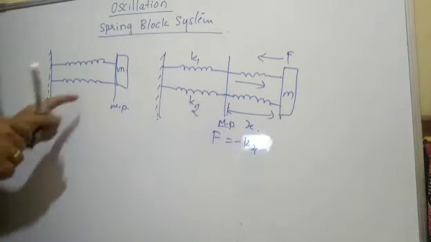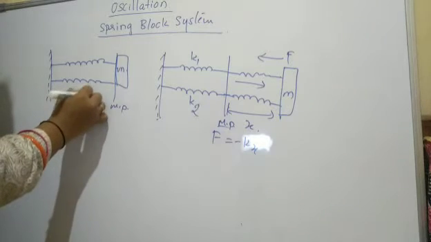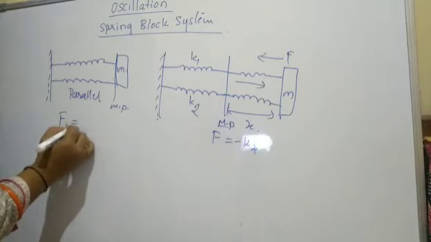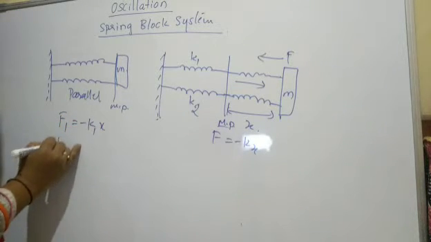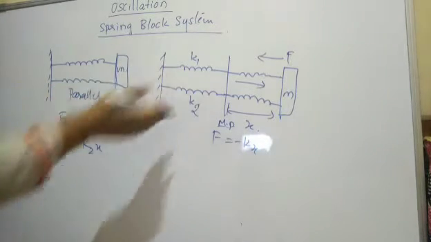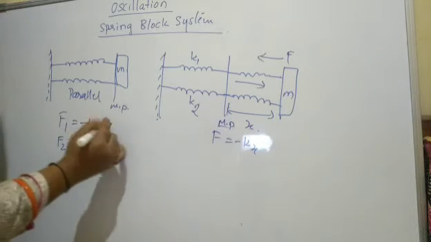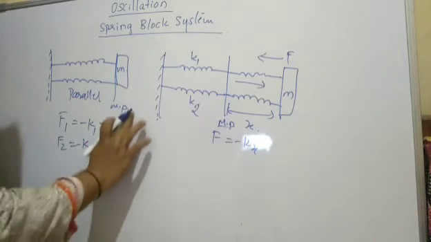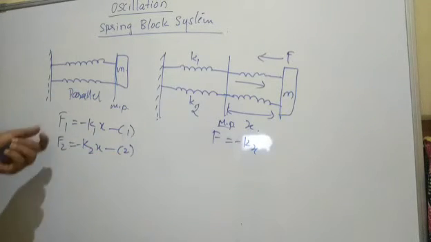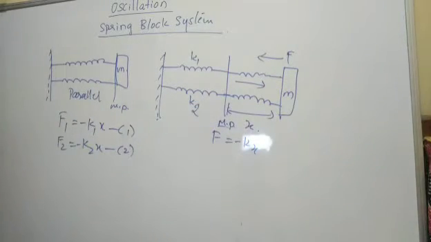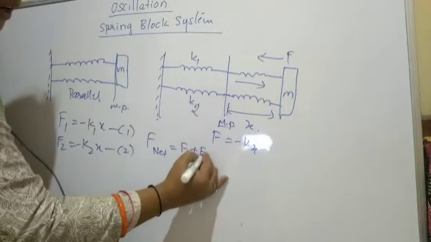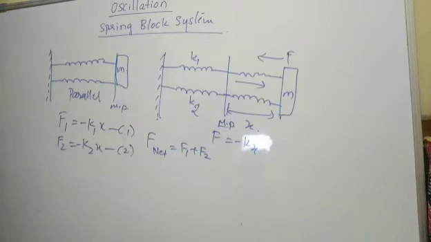The two springs are in parallel. So what kind of force do you get here? F1 is equal to minus K1x, and F2 is equal to minus K2x. There are two forces, but the displacement of the body is the same from the mean position. What is the net force? The net restoring force acting on the body is F net is equal to F1 plus F2. Both the forces are restoring forces.